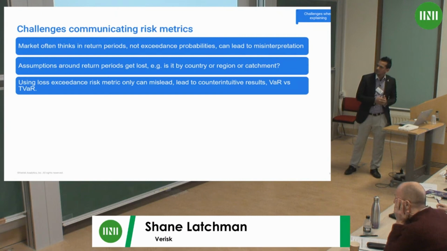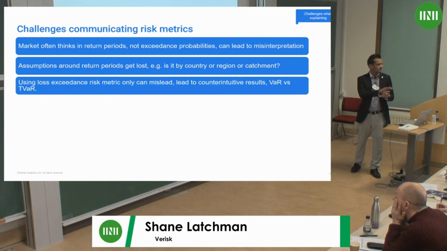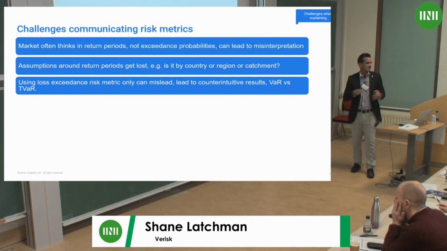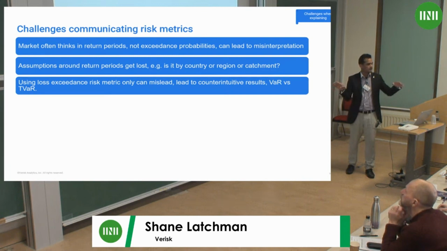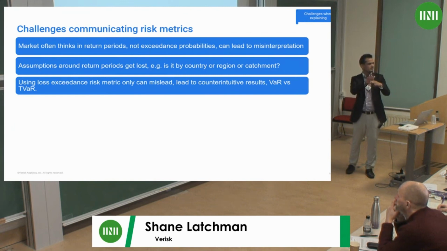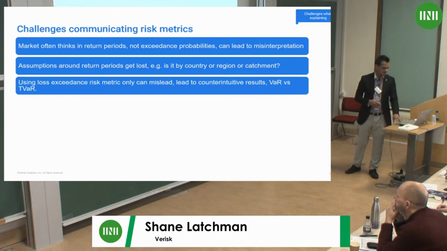Another one is using loss exceedance risk metrics only can mislead and can lead to counterintuitive results. So you have one way of telling the risk. I showed that just now, the exceedance probability curve. And sometimes what happens is, well, you can imagine if you're reinsuring, you're insuring two companies. Those companies, if you look at them, well, the risk metrics could be the same. At a given exceedance probability, you will then say, well, they have the same loss. But of course, that's not true. If you look at the tail, at the tail value of risk, you could see that one's more risky than the other one.